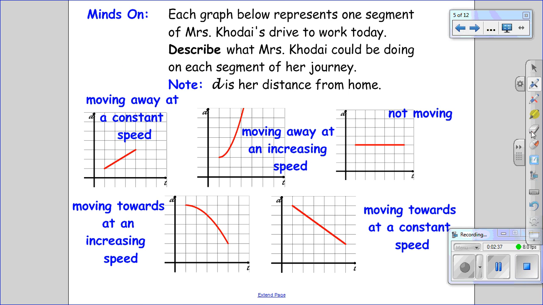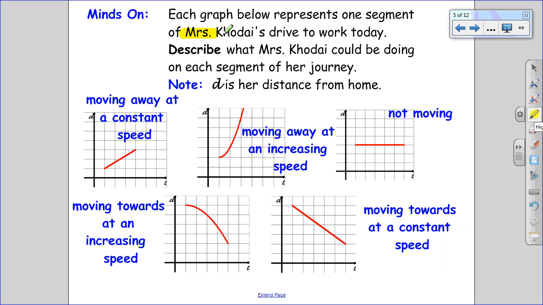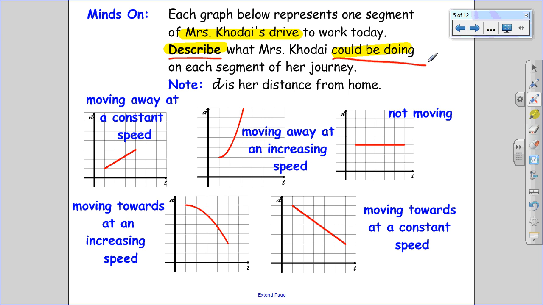If I look at the next slide, it asks me to do something different. It says each graph below represents one segment of Mrs. Kadai's drive to work today. That part's the same, but now it wants me to describe what Mrs. Kadai could be doing on each segment of her journey. And again, D is still the distance from home. So let's highlight important information. Mrs. Kadai's drive to work each day. Describe what she could be doing.